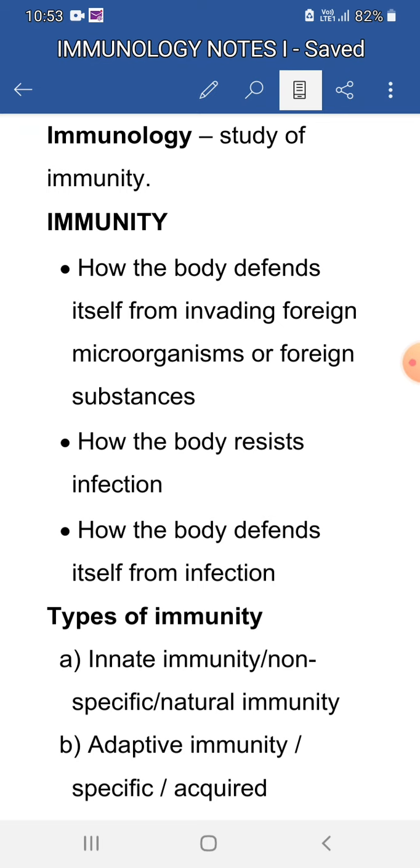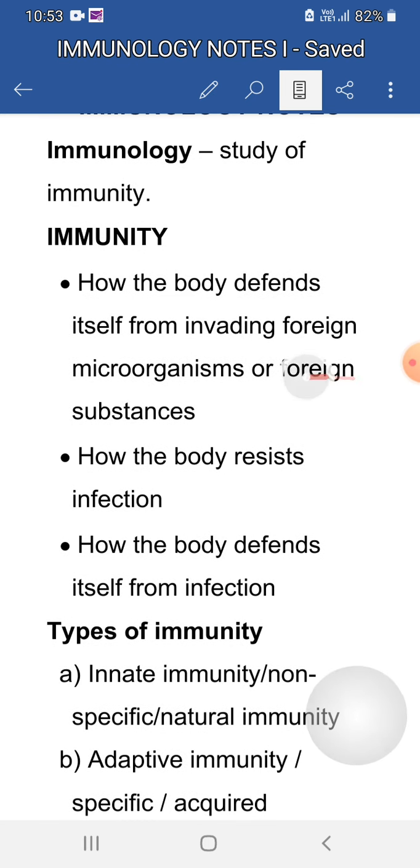We are going to start by defining the word immunology. Immunology is the study of immunity. Then let's look at immunity. Immunity is defined here in three ways, and I'm going to read through. The first one: immunity is how the body defends itself from invading foreign microorganisms or foreign substances.